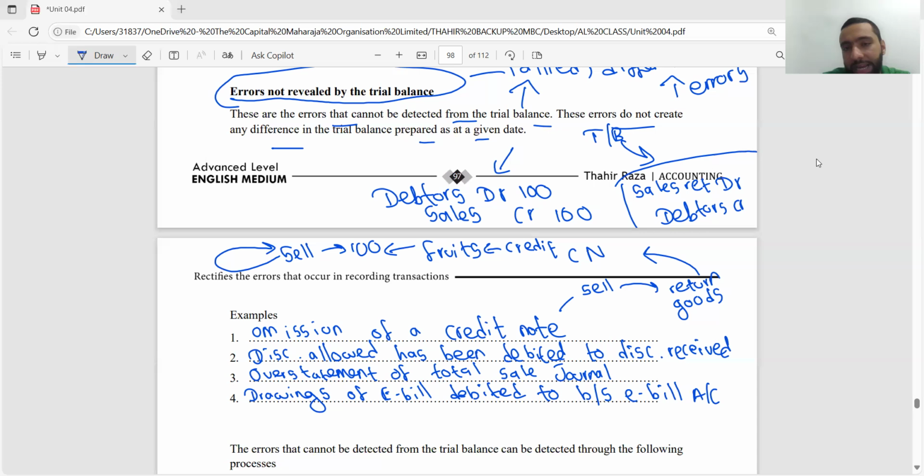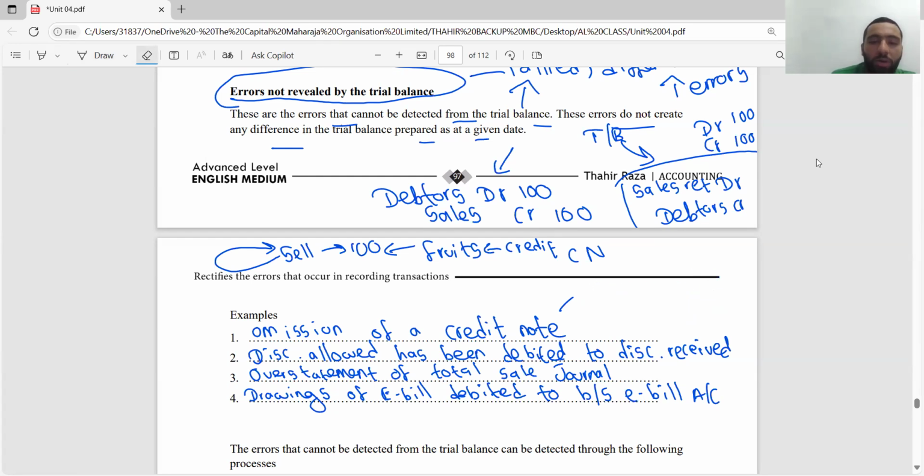Yes, it will tally, but the trial balance is wrong. Why will it tally? Because both the debit side and the credit side are less by 100. So the trial balance will not show a difference between the debit column and the credit column. Okay, but the trial balance is having errors. Right? Very simple. This is the first one we have spoken about. Right? And then the next one. Let's go to the next one.